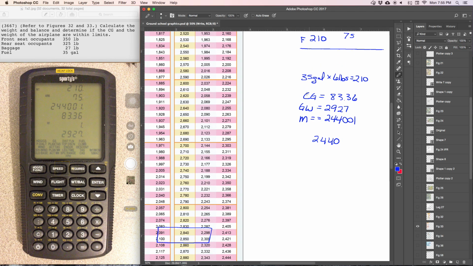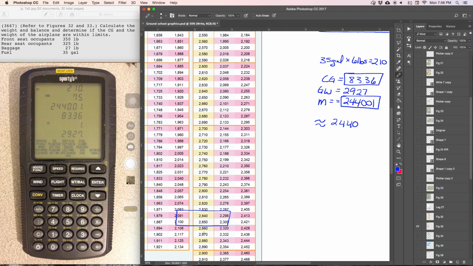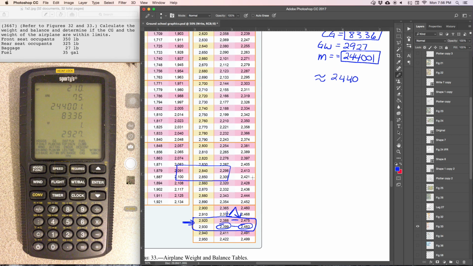So what we've determined for the answer is that the center of gravity is 83.36. The moment is 244001. And if we look here again, the moment divided by 100 is the number they use for their chart. So we can divide 244001 by 100, and that's about 2440. This 2440 is what we use to determine that we are within the moment limits, maximum and minimum, for the gross weight that we have of 2,927 pounds.